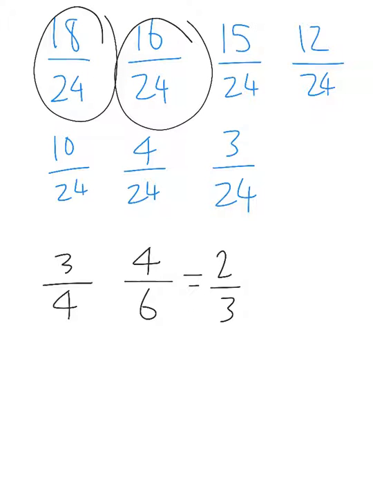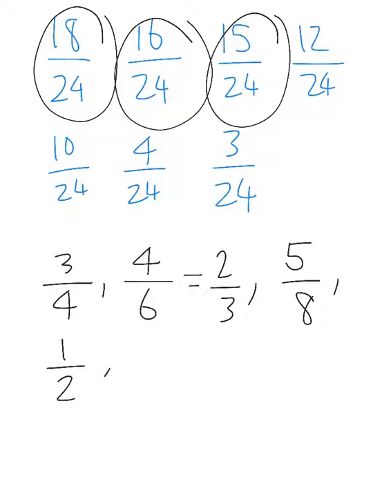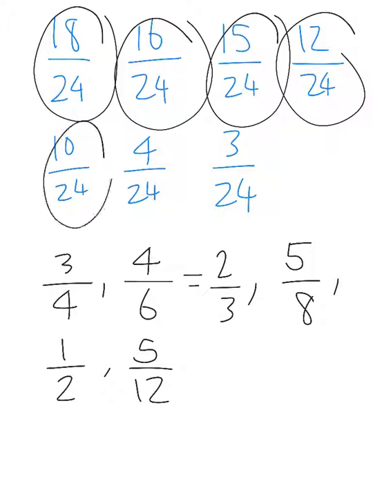15 over 24, I think the highest common factor there is 3. So 15 divided by 3 is 5. And 24 divided by 3 is 8. I'm going to put a comma between each of them so we can be sure to separate them. 12 over 24, the highest common factor there is 12, and that's straight away a half. That one's done. 10 over 24, let's try dividing top and bottom by 2 because they're both even numbers. So 5/12, and no, I can't simplify that further because there are no more common factors.